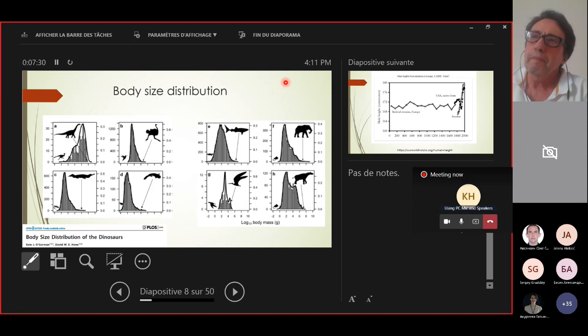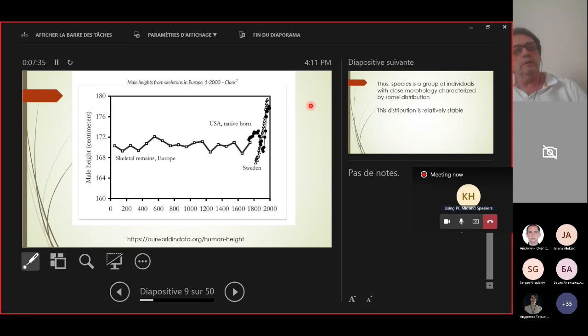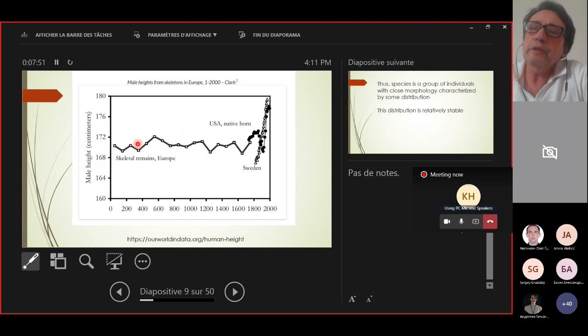What we should also take into account is that these distributions, these morphological characterizations, are quite stable. For example, here we see how the average male height changed during centuries. And if we put aside the last 100 or 200 years at the right, then we see that it changes not significantly. We can say that it is more or less constant.